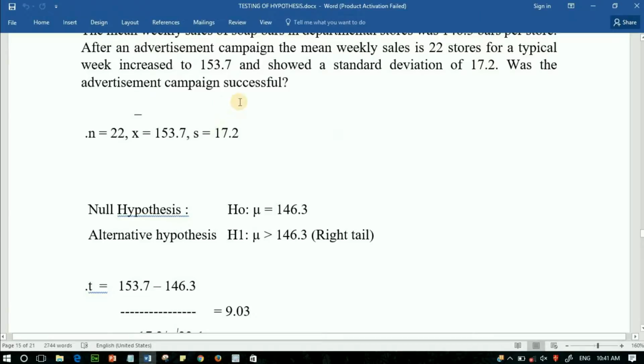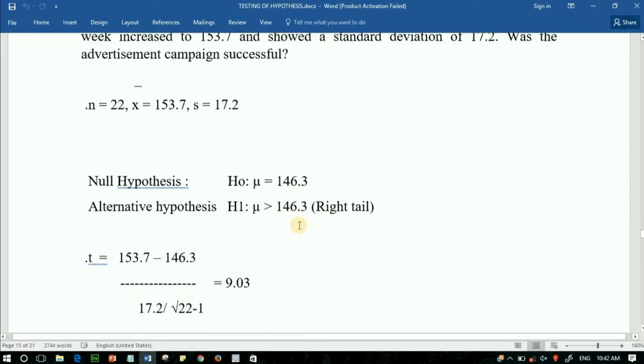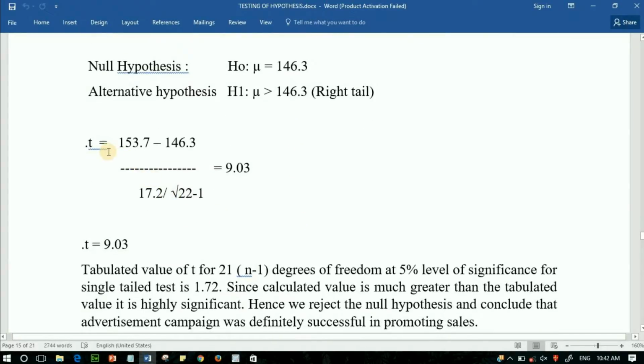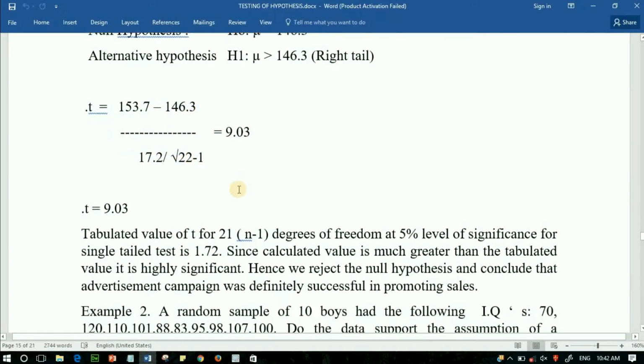If the advertisement campaign is successful, the mean should be greater than 146.3; otherwise the advertisement is not a success. So we take the alternative hypothesis H1 such that mu is greater than 146.3, and we use a right-tailed test. The statistic is t is equal to x bar minus mu naught divided by s by square root of n minus 1. The calculated value of t is 9.03.